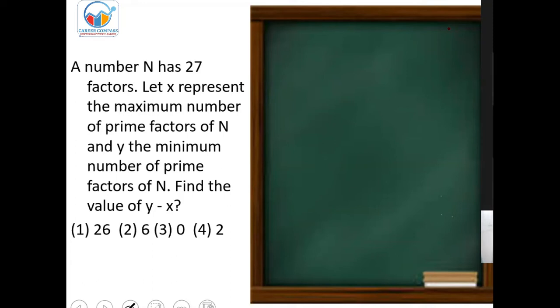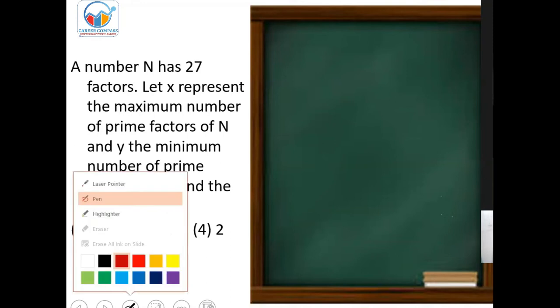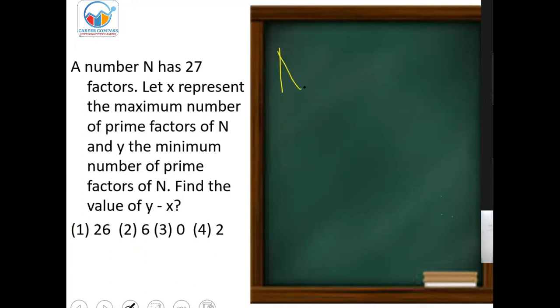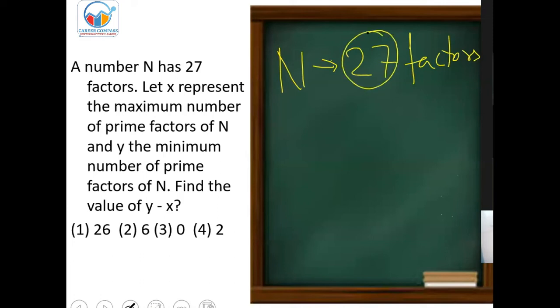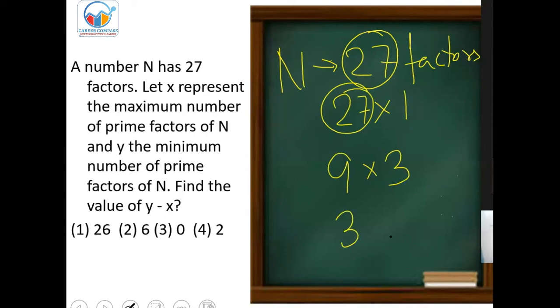First of all, we are looking at a number n which has 27 factors. Now the question is, how can we express 27? Of course, there are different ways to express it. For example, we can write 27 as 27 into 1, or as 27 itself for that matter. We can express 27 as 9 into 3. We can express 27 as 3 into 3 into 3.